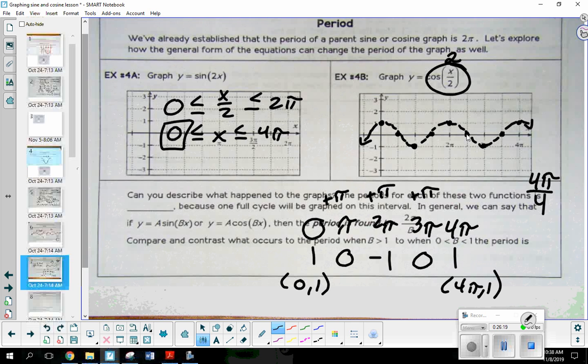Okay. So we have 0, 1. Then what's the next ordered pair? Yeah, remember the top row is your x's, the bottom one's your y. So pi comma 0. So I'm going to go to pi and just put it right there on the axis. What's the next one? 2 pi, negative 1. And we have 3 pi, 0. And we finish up with 4 pi comma 1.